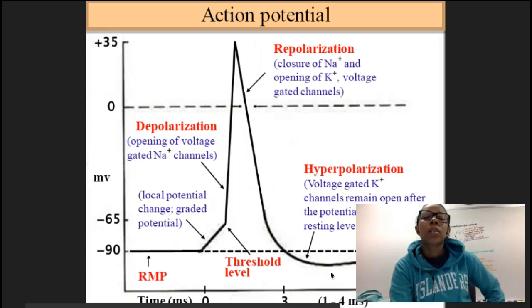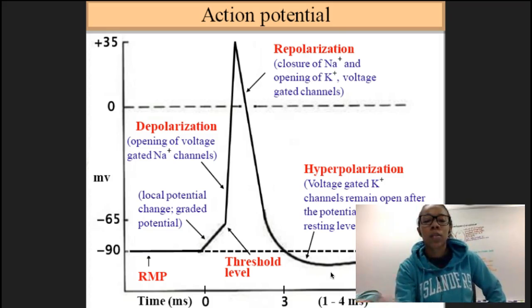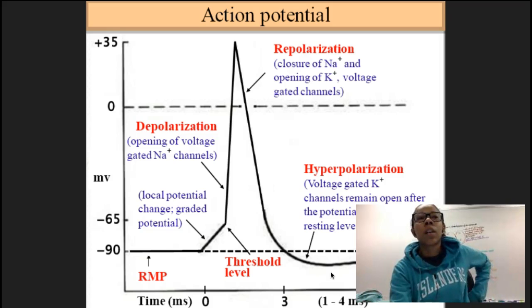People ask why would the cell do this? It's so that another action potential can't be triggered. It's part of the absolute refractory period, relative refractory period, and so another action potential can't be triggered.